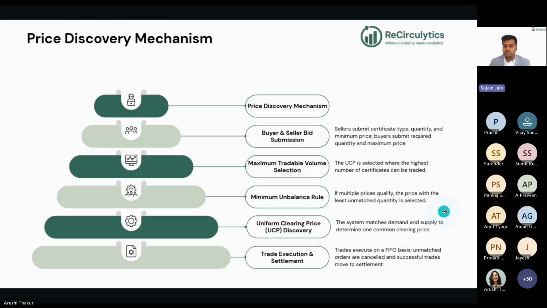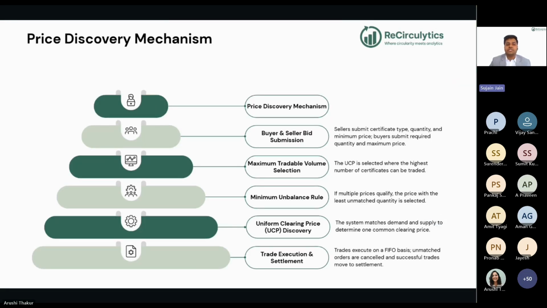Next slide, please, Aisha. Okay, so now coming to how the price discovery mechanism will work. Again, the buyers and the sellers will submit their bid. There is something called maximum tradable volume selection. So let's say there are 10 bids, out of which they will compare the prices at which the highest quantity is being traded. And that quantity at that price would be called the maximum traded volume price.